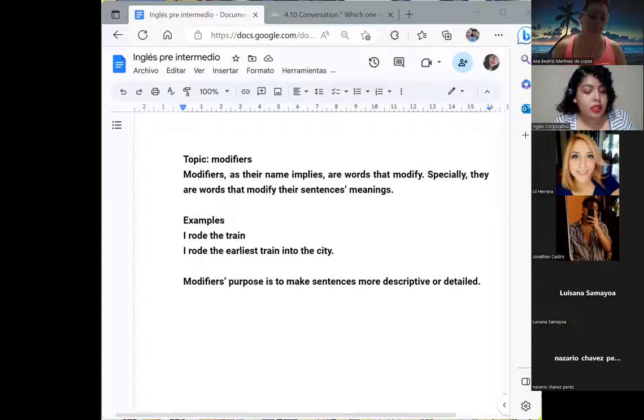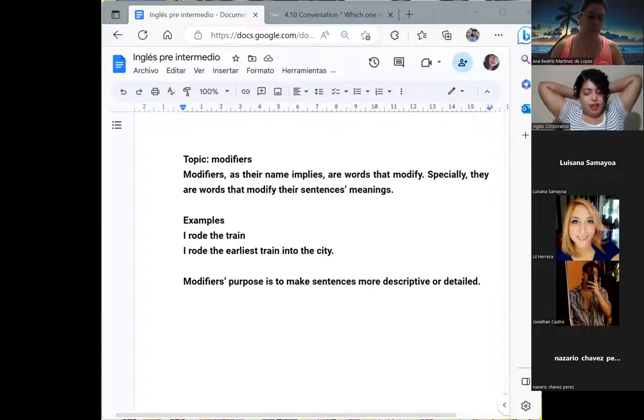And also we were saying some different things about the modifiers. In this case, the last part is that we have a different kind of modifiers. We have single modifiers that are single words that function as modifiers. We also have modifier phrases or phrases that function as modifiers.